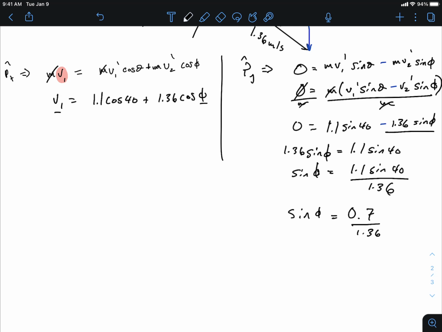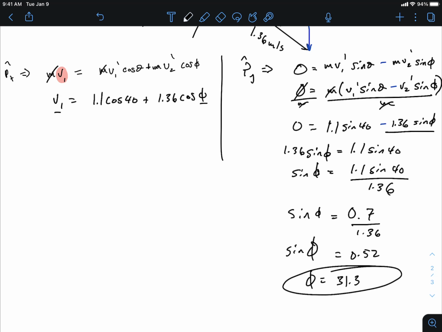Right, and we're going to take that number and divide it by 1.36, which gives 0.5152, we'll round it. Okay, and so theta, or phi, would be the sine inverse of that, right? And so phi is going to equal second function sine inverse, 31.3.